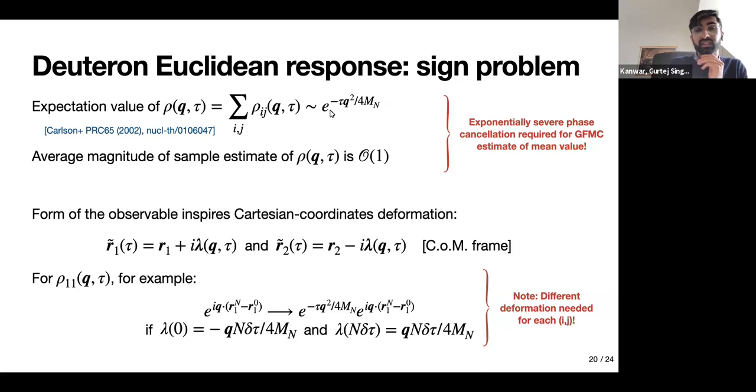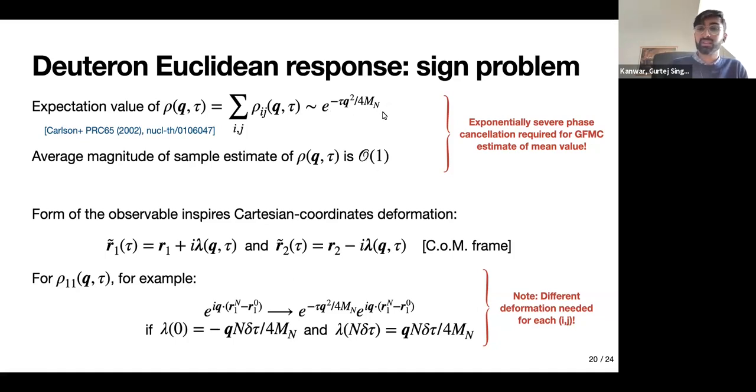then this, since we haven't subtracted off the full elastic contribution, should have some expectation value that scales like e to the minus tau q squared over 4 mn. So this is simply the non-relativistic energy associated with having elastically scattered our full nucleus, which in this case is a deuteron with mass 2 mn. So this falls off exponentially in tau. Meanwhile, the average magnitudes of the sample by sample estimates of rho are order 1 because it's just this e to the i q dot r factor. And so this is an exponentially severe sign problem in principle.